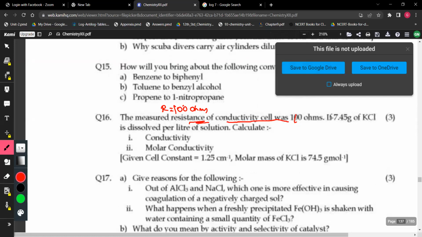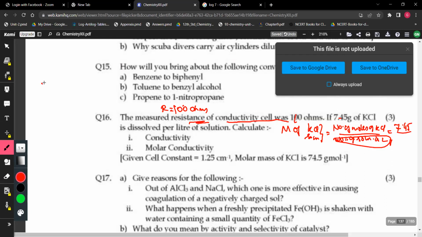Concentration, how do we get the concentration? Molarity of KCl solution is the number of moles of KCl divided by the volume of solution in liters. Here they have given 1 liter only, so the denominator value is 1. So if we calculate the number of moles, it is enough. Number of moles, how do we calculate?